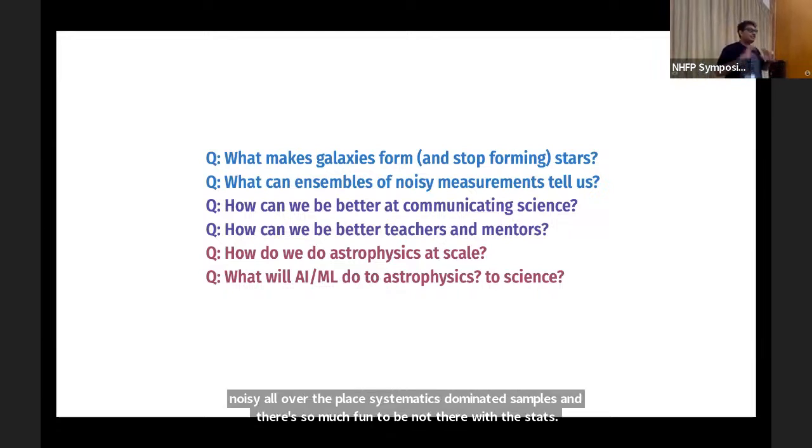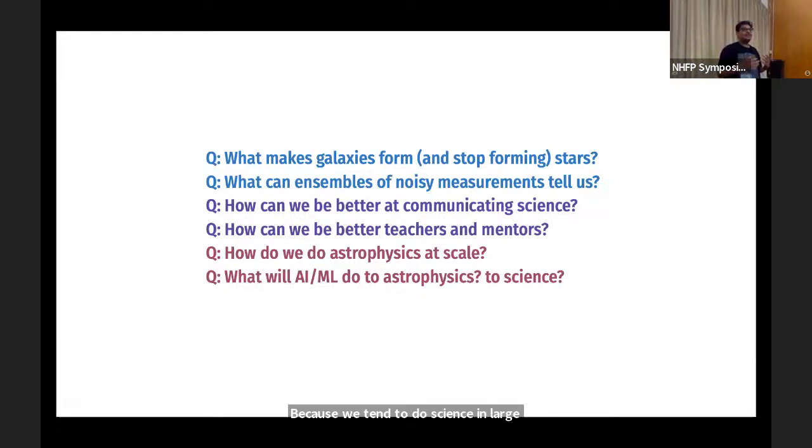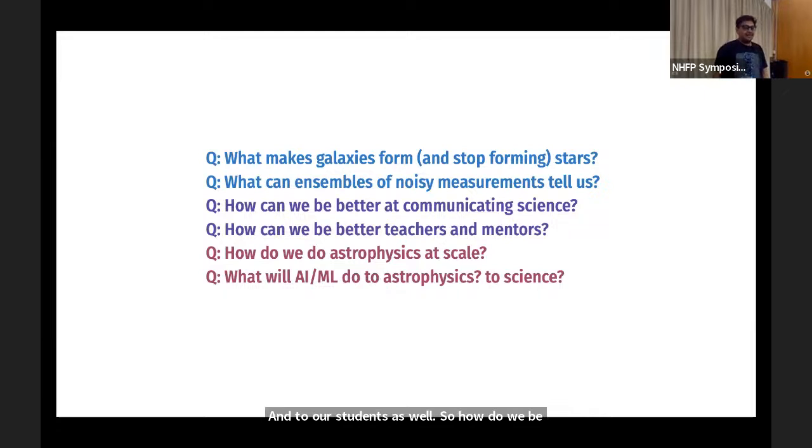Because we tend to do science in large groups, I've been thinking a lot about how we can be better at communicating our science and our ideas to our peers and to the wider field and to our students as well. So how do we be better teachers, better mentors?